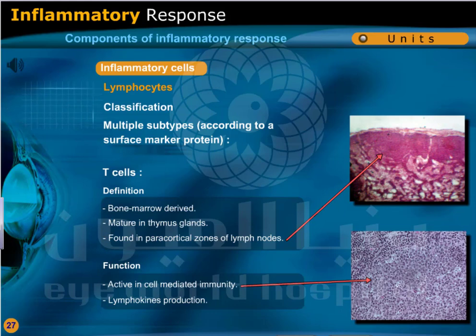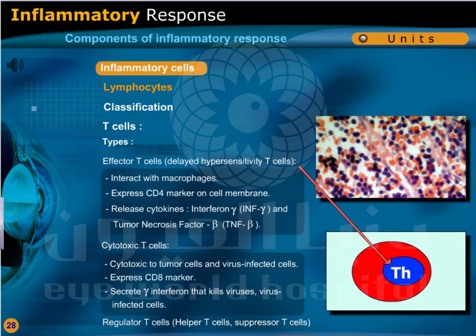T cells. T cells are bone marrow-derived cells that mature in the thymus gland, and they are found in the paracortical zones of the lymph nodes. They are active in cell-mediated immunity, and they help in lymphokine production. There are various types of T cells: effector T cells, cytotoxic T cells, regulatory T cells. Effector T cells, delayed hypersensitivity T cells, interact with macrophages, express CD4 marker on their cell membrane, and release cytokines, interferon gamma, and tumor necrosis factor beta.